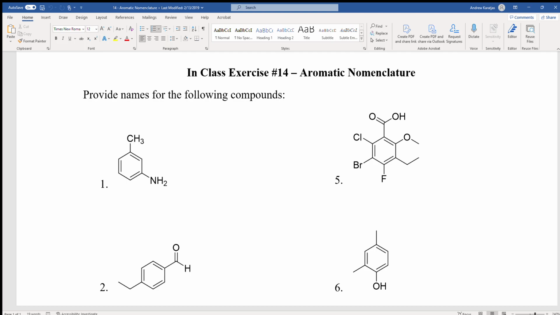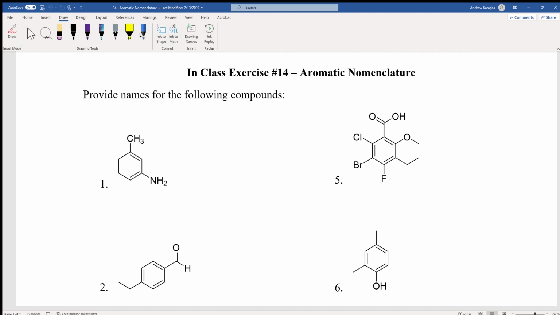So here we go over our practice problems on aromatic nomenclature. As we've said in the past, one of the tricky parts of aromatic nomenclature is the fact that many of these compounds actually can have more than one name that's acceptable under the IUPAC system. And that's immediately true from our first question here.